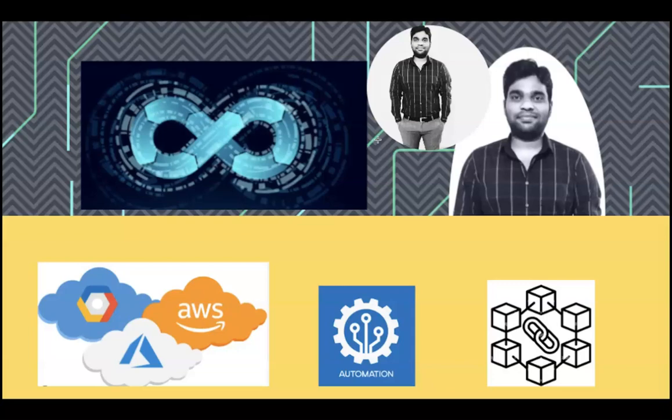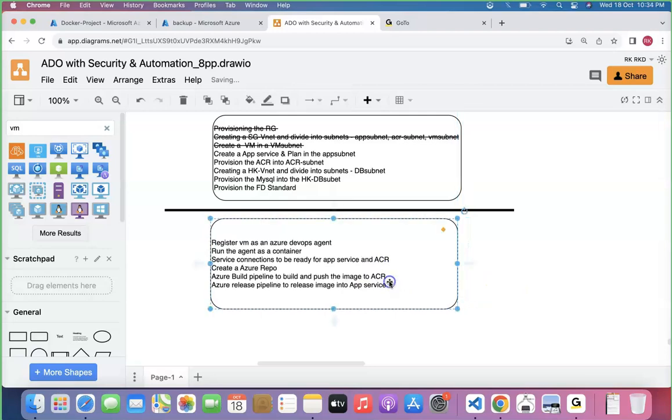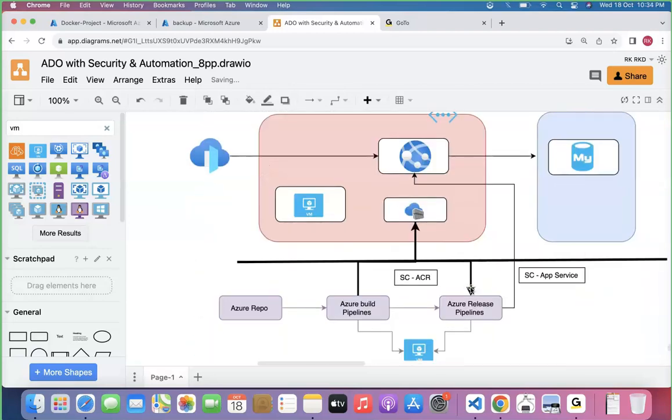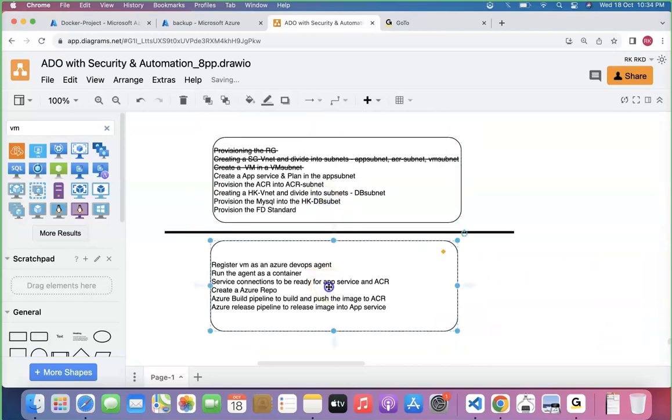Welcome back, team. In our last part, we started discussing this architecture, and corresponding to that, we understood the provisioning of the components. As part of this process, we have created one resource group and one VNet, which is sitting in the Singapore region. We divided that VNet into different subnets: app subnet, ACR subnet, VM subnet. And we have created the VM also in the VM subnet. That's where we are. Let's continue from here.